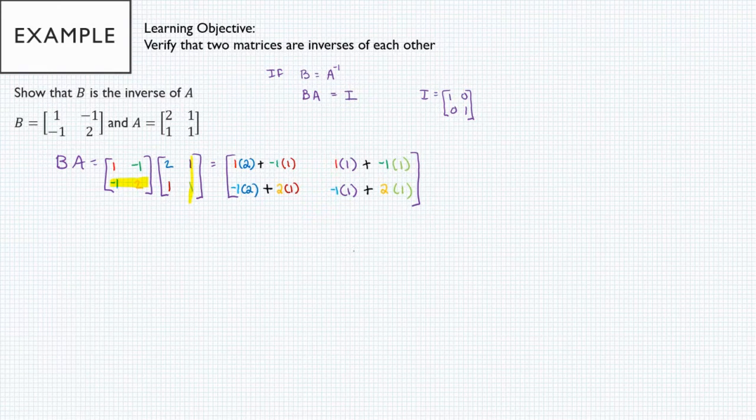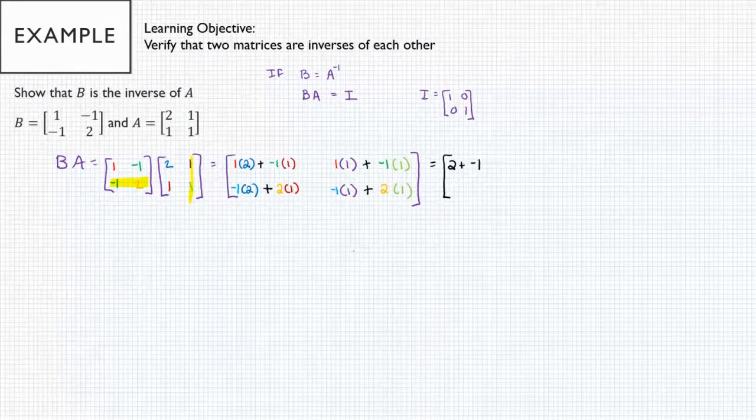Even though I have the graph paper, I'm trying to keep it straight. So I'm going to start doing all of my multiplications here. I'm going to start with the first row, first column. 1 times 2 is 2, and then -1 times 1 is -1. Then I'm going to move to the right. 1 times 1 is 1. -1 times 1 is -1.